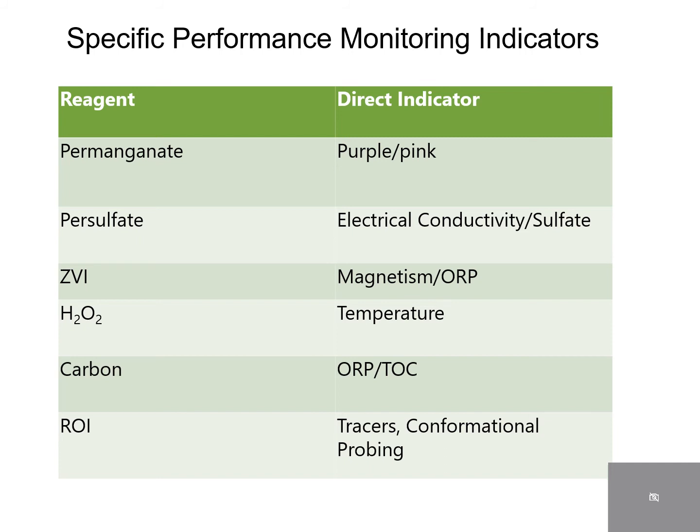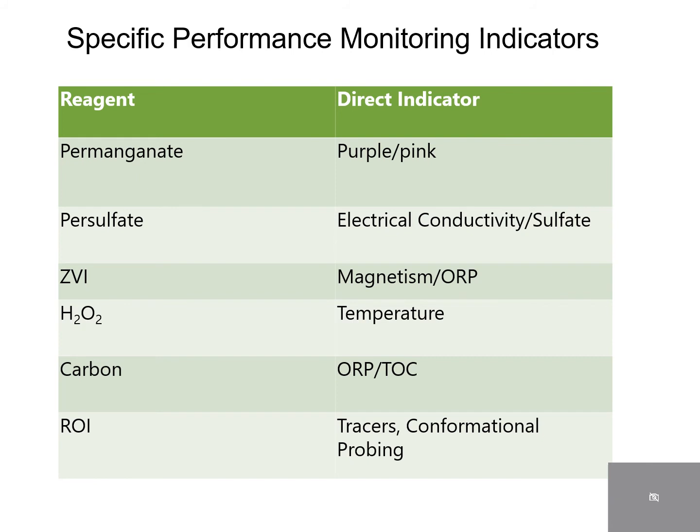ZVI, again, if you're looking at confirmational borings where you actually take samples, you can pull that ZVI back out and see what your radius of influence is. But also in groundwater quality, you'll see some ORP changes right away. Being a highly exothermic reaction, hydrogen peroxide can indicate where it is just by the temperature increase in the groundwater.